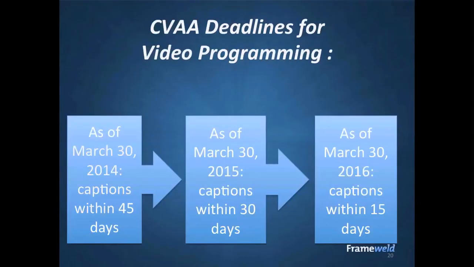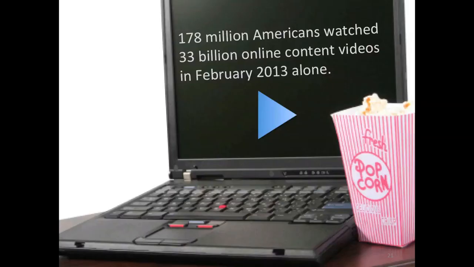These new rules cover full-length video programming. Video clips and outtakes are not required to be captioned when shown on the internet. Consumer-generated media shown on the internet is not required to be captioned unless it's been shown on television with captions. The phasing in of these requirements is timely, considering the growing audience for online video content.